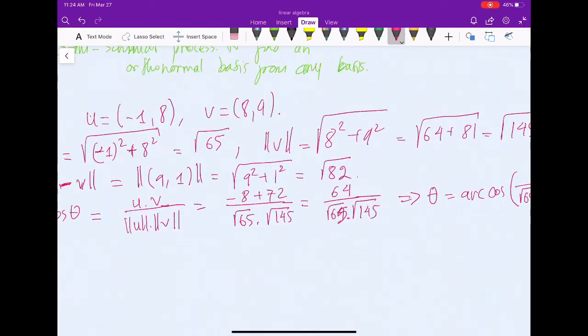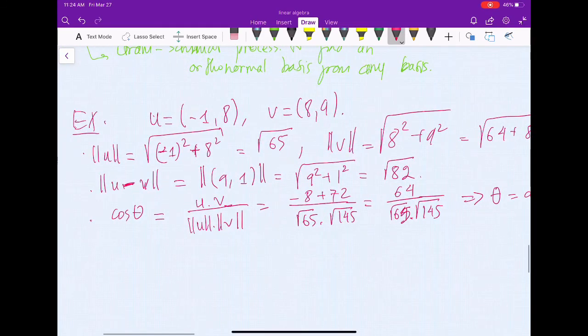Okay, and of course in this case these two vectors are not orthogonal because the dot product is not 0. Done.